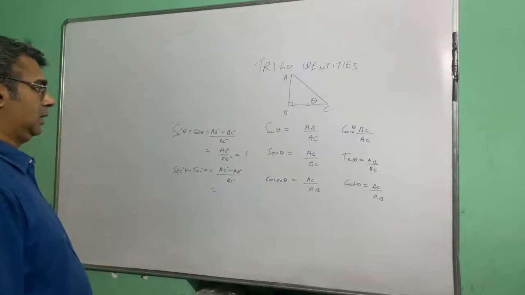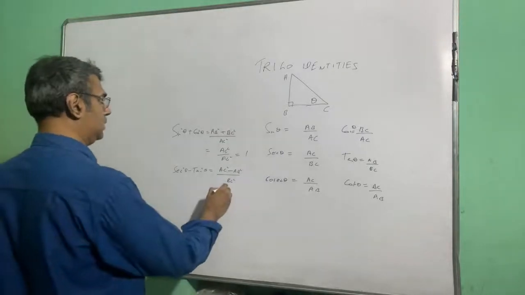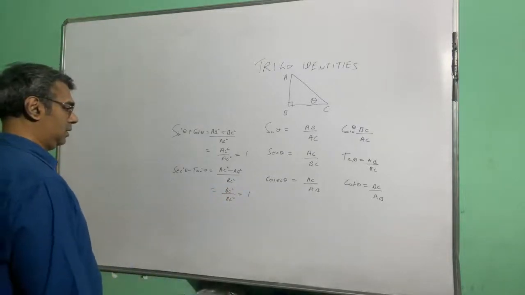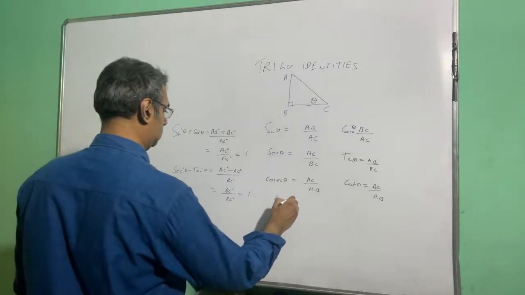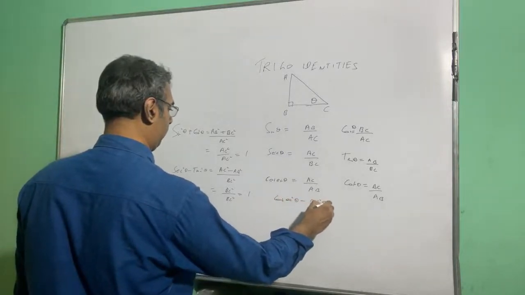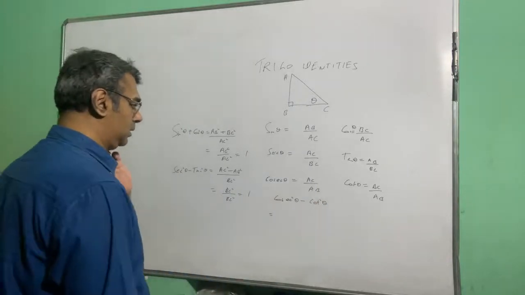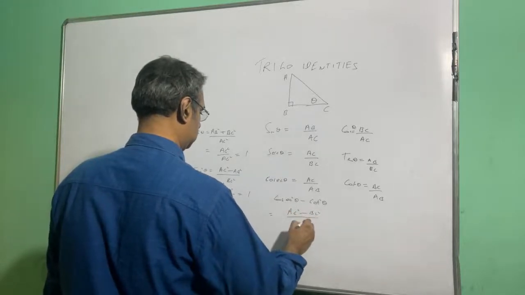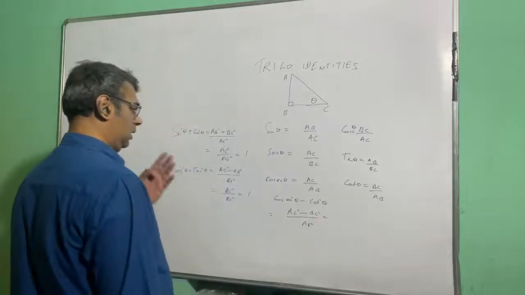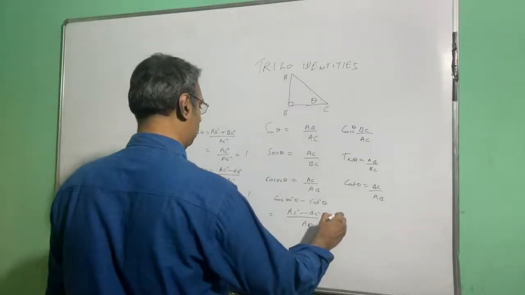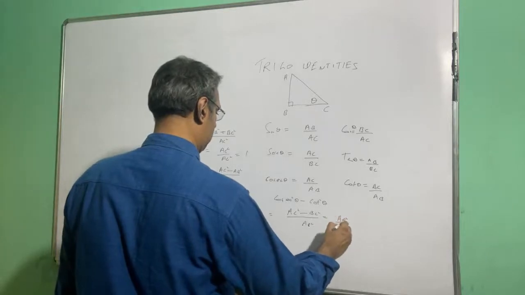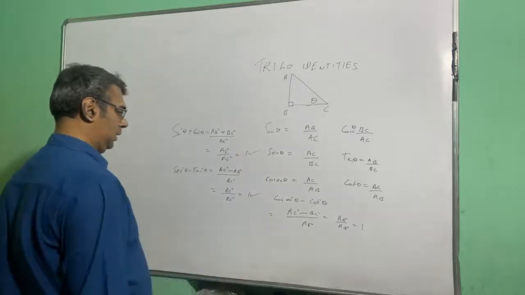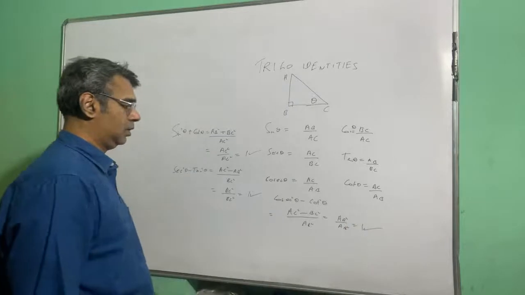Sec square theta minus tan square theta is AC square minus AB square by BC square. So BC square by BC square, which is 1. So sec square theta minus tan square theta is 1. Cosec square theta minus cot square theta is AC square minus BC square by AB square. So AB square by AB square, which is 1. So sin square theta plus cos square theta is 1, sec square theta minus tan square theta is 1, and cosec square theta minus cot square theta is 1.